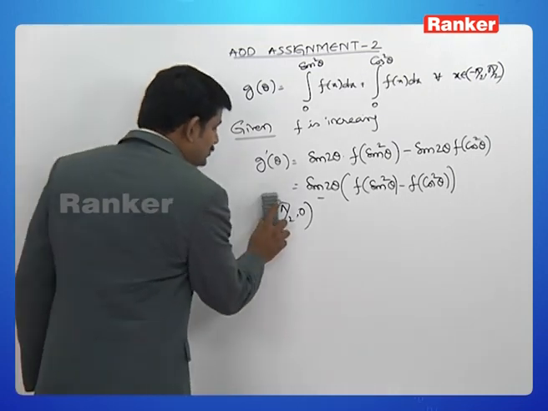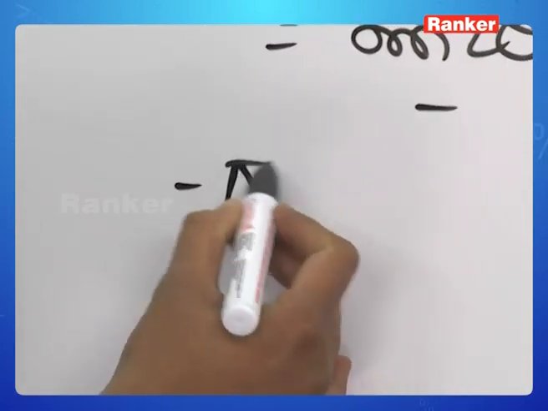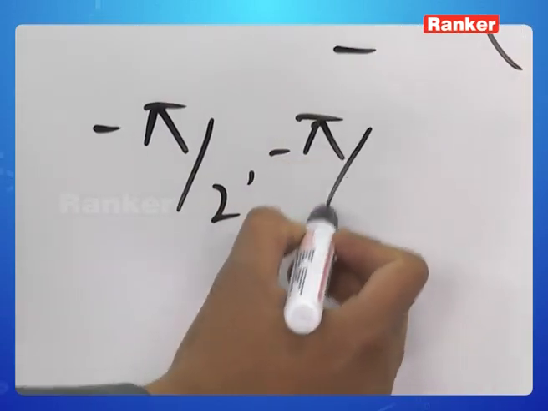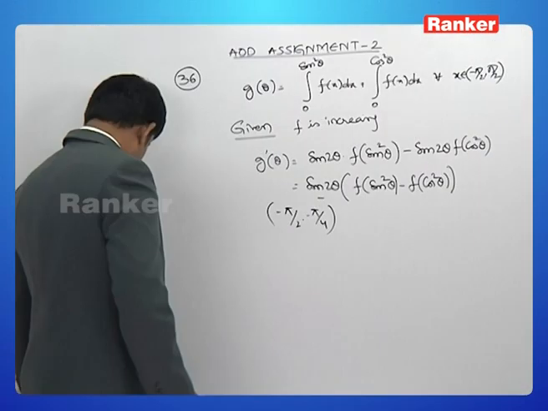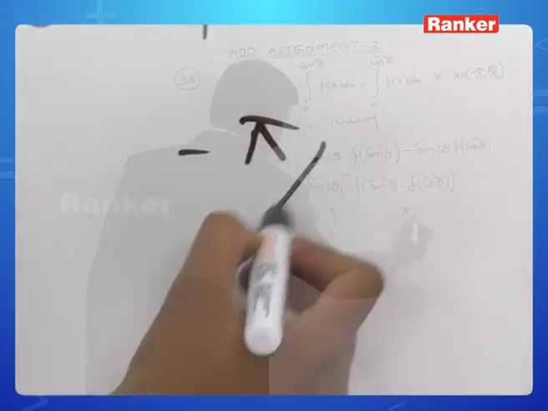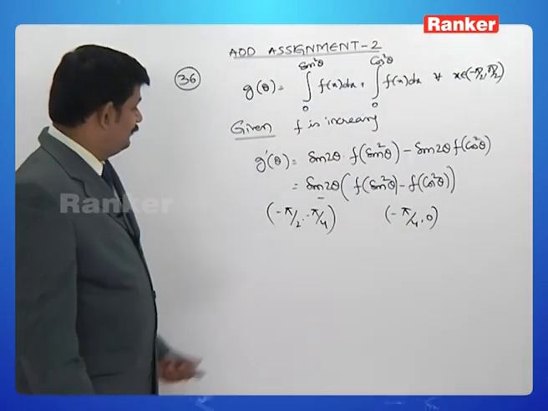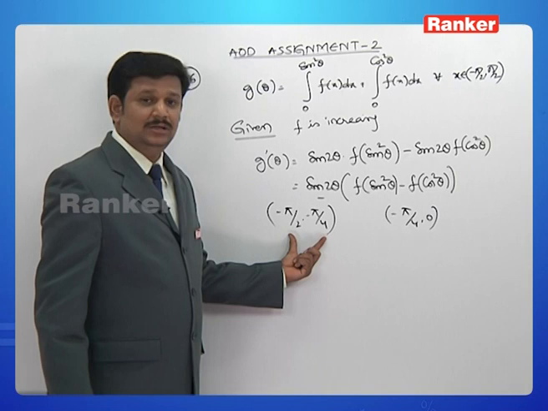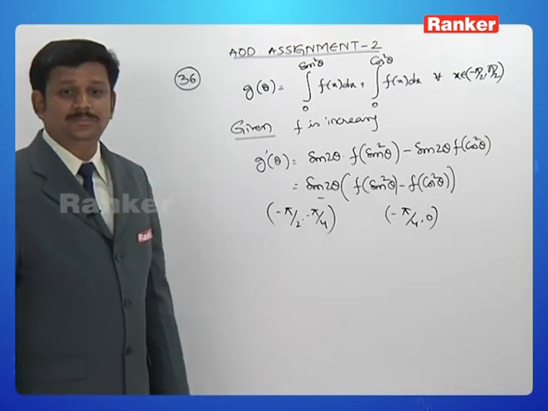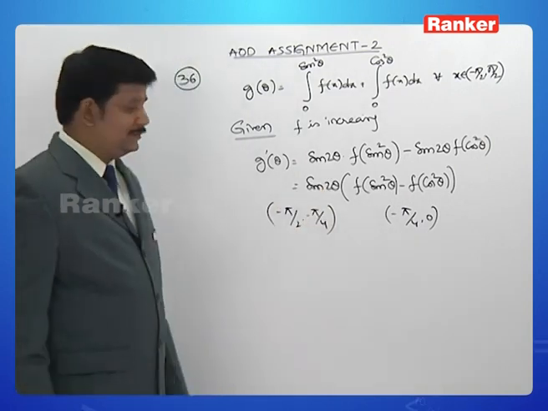Let us cut this minus pi by 2 to 0. Let us split this discussion into minus pi by 2 to minus pi by 4, which is option B, and minus pi by 4 to 0, which is option D. So if in one of the intervals we found it to be increasing, and in the other interval we found it to be decreasing, let us see in which of the intervals it is decreasing.